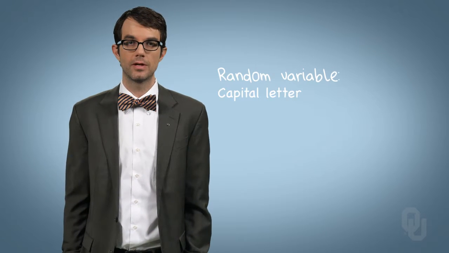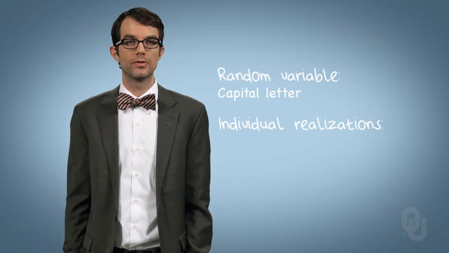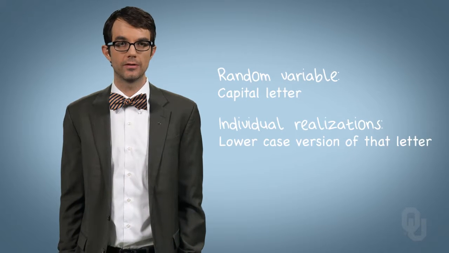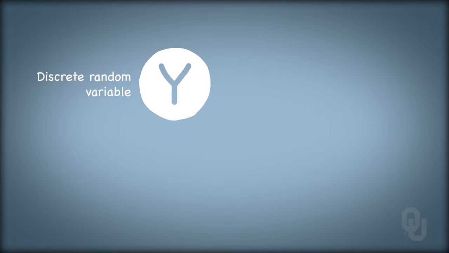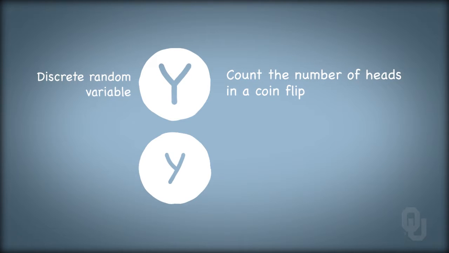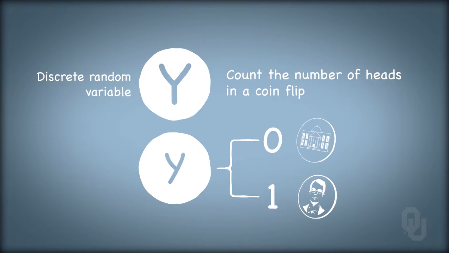Let's talk about continuous random variables in relation to how they differ from discrete random variables. Let's first remind ourselves that a random variable, in general, is defined with a capital letter, and its individual realizations are represented with the lowercase version of that letter. For example, discrete random variable capital Y is defined to count the number of heads that appear in a single coin flip, and little y could take on the realization 0 or 1, as either 0 heads or 1 head will result from a single coin flip.